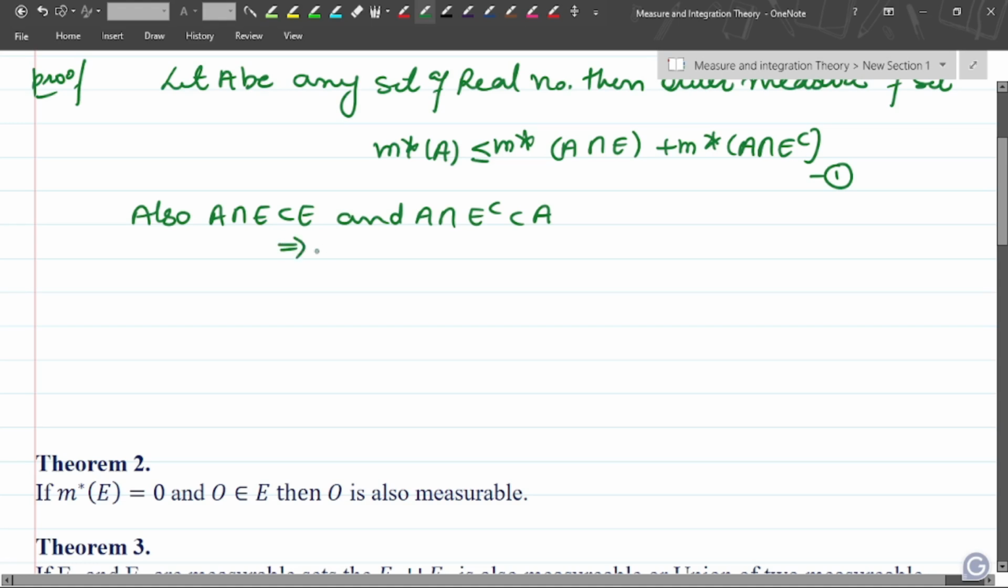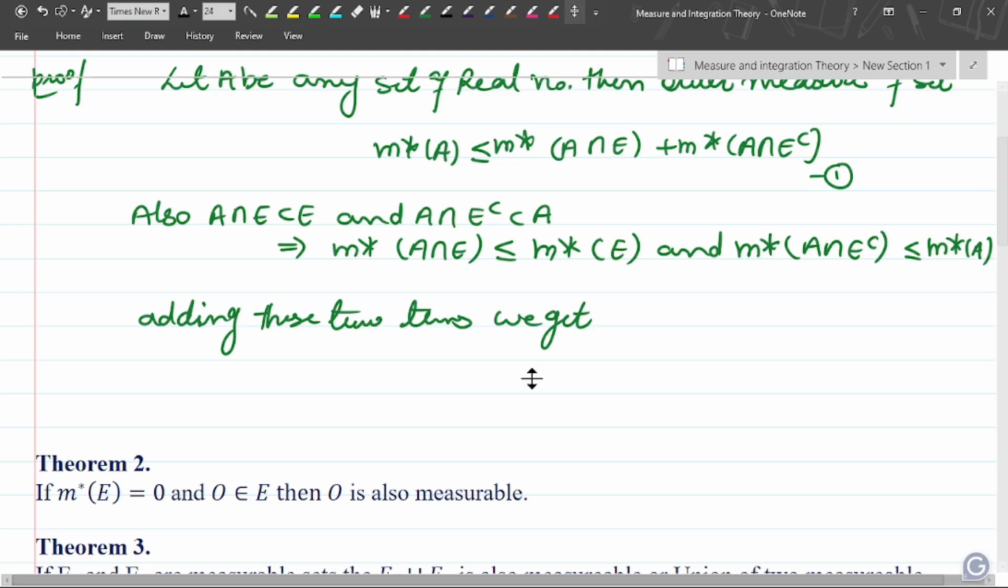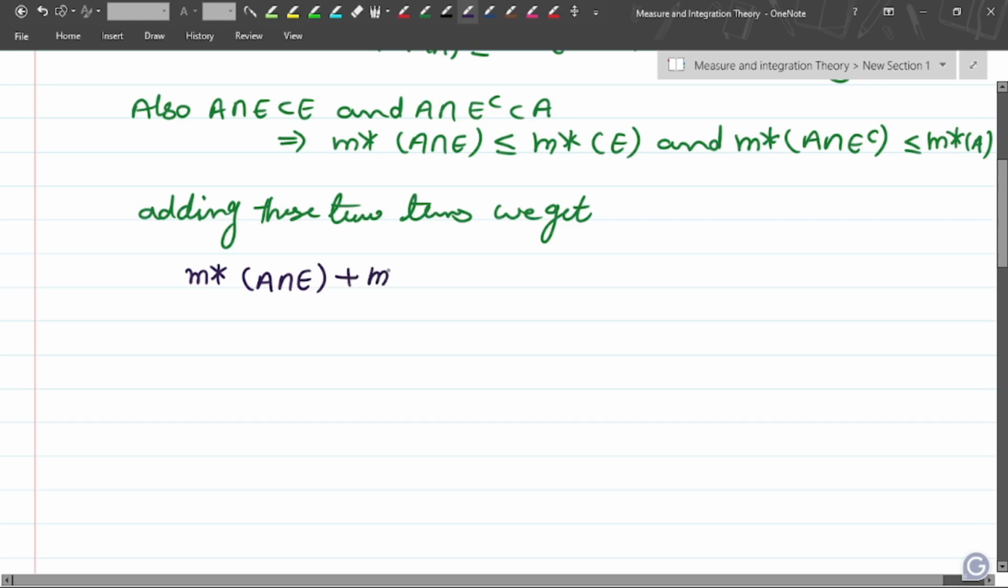This implies that the outer measure of A intersection E is less than or equal to the outer measure of E, and the outer measure of A intersection E complement is less than or equal to the outer measure of A, by taking the outer measure in both conditions. Now adding these two terms, we get the definition of the measurable set, or Lebesgue measurable: the outer measure of A intersection E plus the outer measure of A intersection E complement is less than or equal to the outer measure of E plus the outer measure of A.